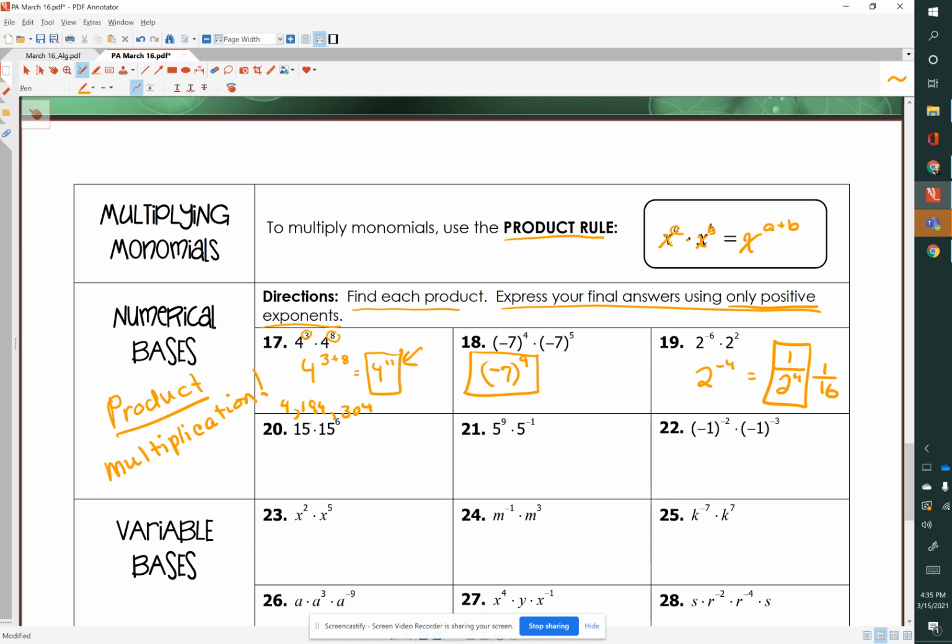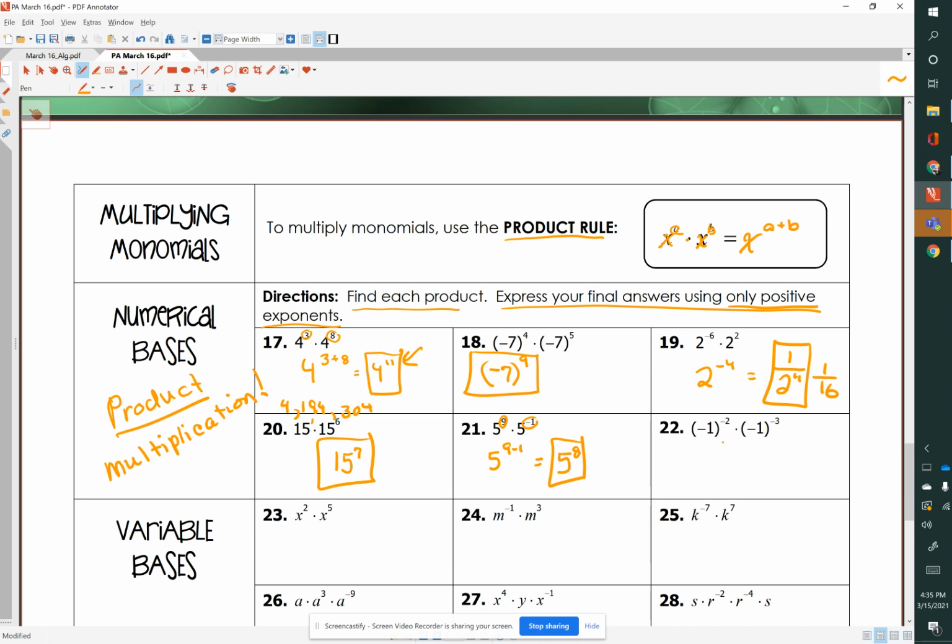Number 20, 15, that's an invisible 1, times 15 to the 6th power. 1 plus 6 is 7, so that's 15 to the 7th power. 5 to the 9th power times 5 to the negative 1st power would be 9 minus 1, which would equal 5 to the 8th power.